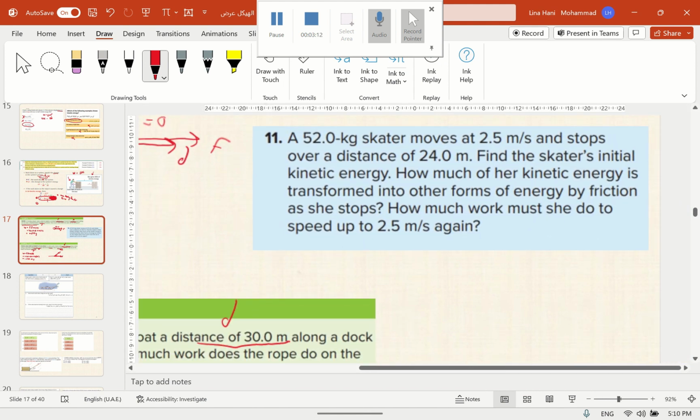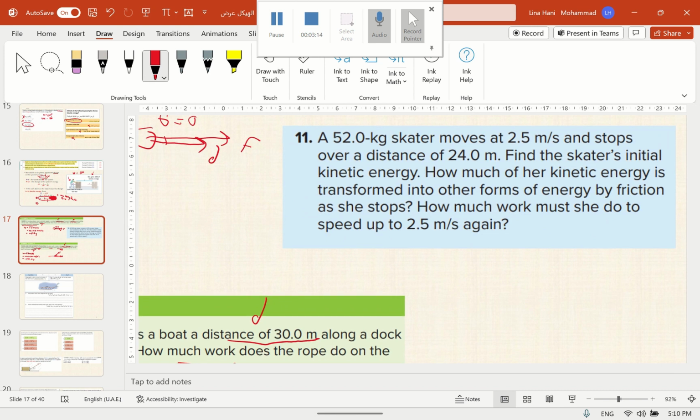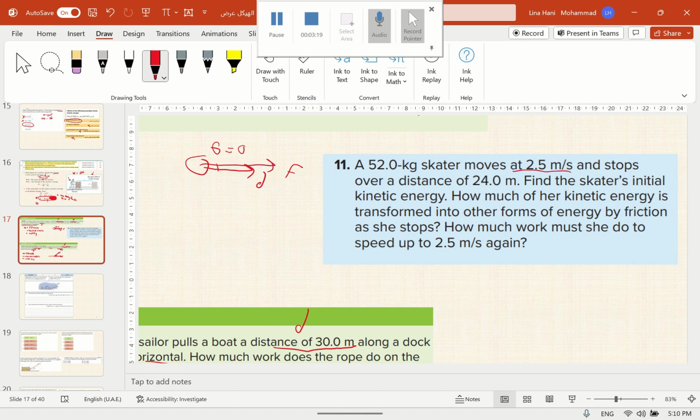A 52 kilogram skater moves at 2.5 meters per second. So this is the velocity of the skater, and she stops over a distance of 24 meters. That means that this is its initial velocity. It was moving at 2.5 and then eventually stopped.